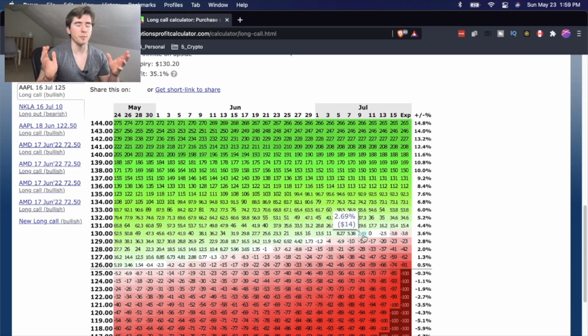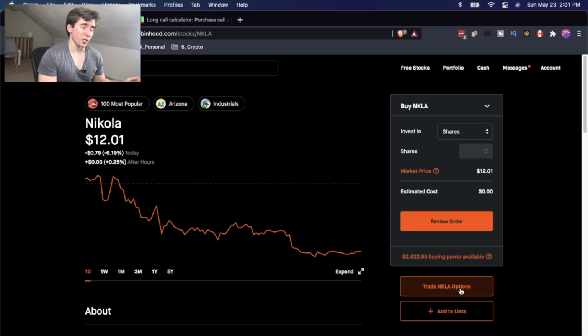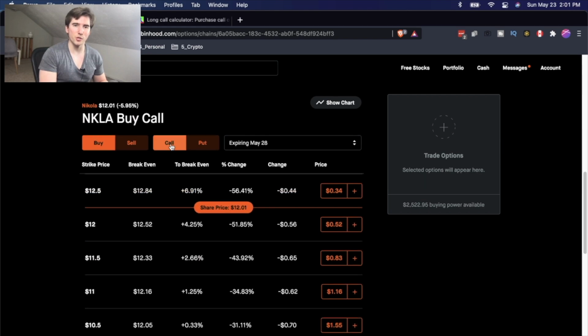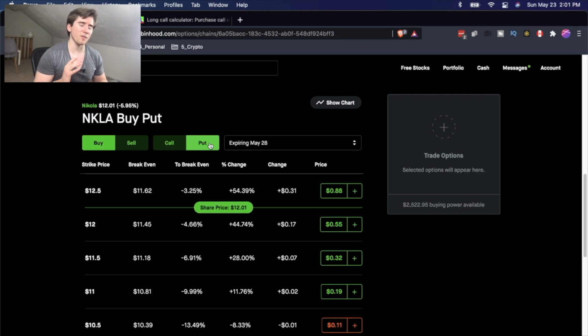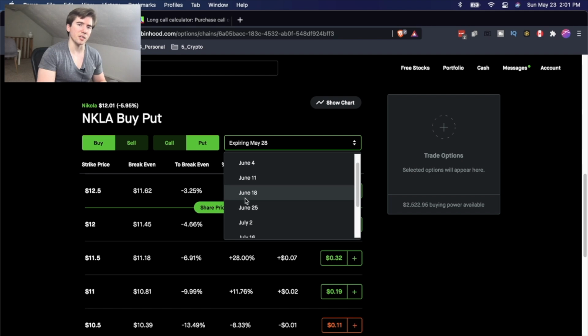This applies to put options as well, which is our next example. A good example for a stock that's pretty much always trending down like a truck rolling down a hill is Nikola. So we're going to choose put options, and we're going to give ourselves a little bit more time for this option to expire because Nikola is sort of a slow burn. It doesn't like to lose its value very quickly, but over time it continues to trend down.